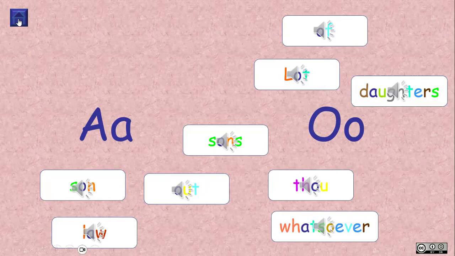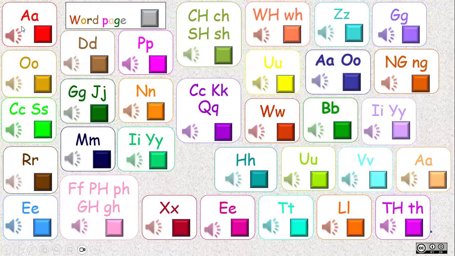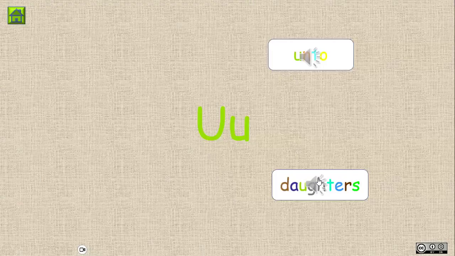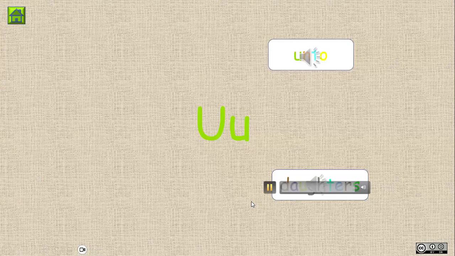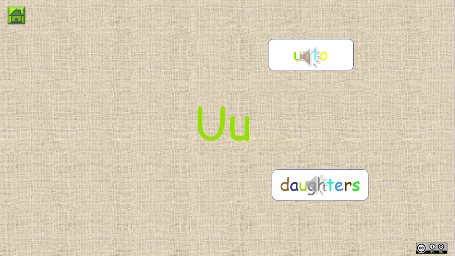Go back and find it. And it says uh. And go to the page where we will find daughters. Daughters. If you listen very closely, you can hear it. The G and the H are grayed out because they're silent, so we won't try and find a page for a silent letter.